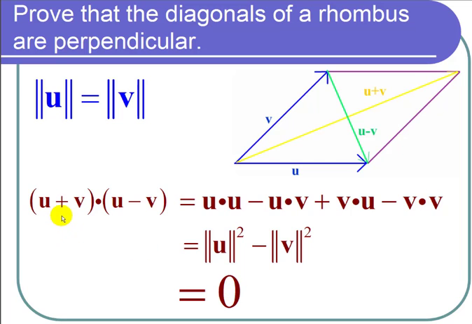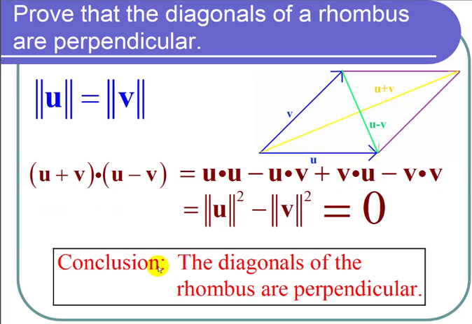Well, that's good because when the dot product of two vectors is 0, that means those vectors, these diagonals, are orthogonal. And I can conclude that the diagonals of the rhombus are perpendicular. And I'm done with the problem.